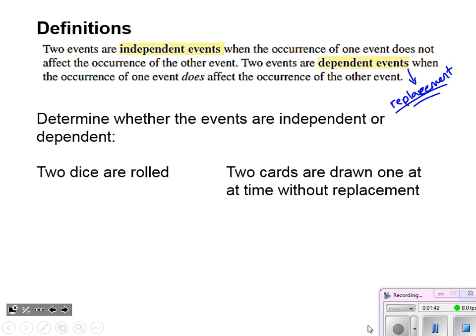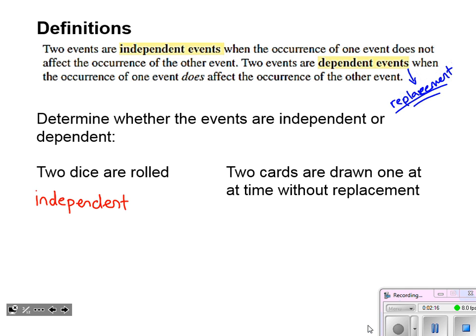So just to get started, we've got a couple of situations here. We just need to decide, are they independent or dependent events? The first one: 2 dice are rolled. I want you to just come up with an idea real quickly. Do you think that's independent or dependent? Hopefully we quickly decide that if we roll 2 dice, the way one die will land has no effect on how the other one will land. So those are definitely independent events.